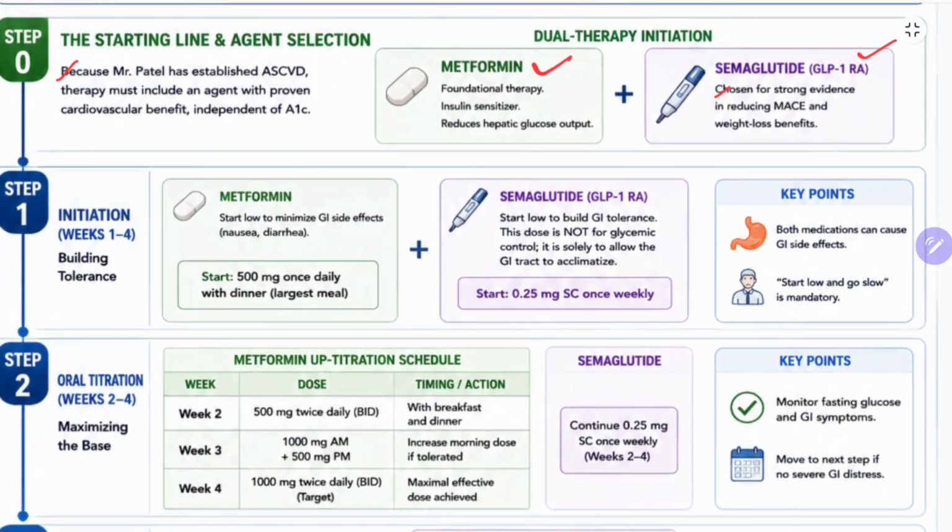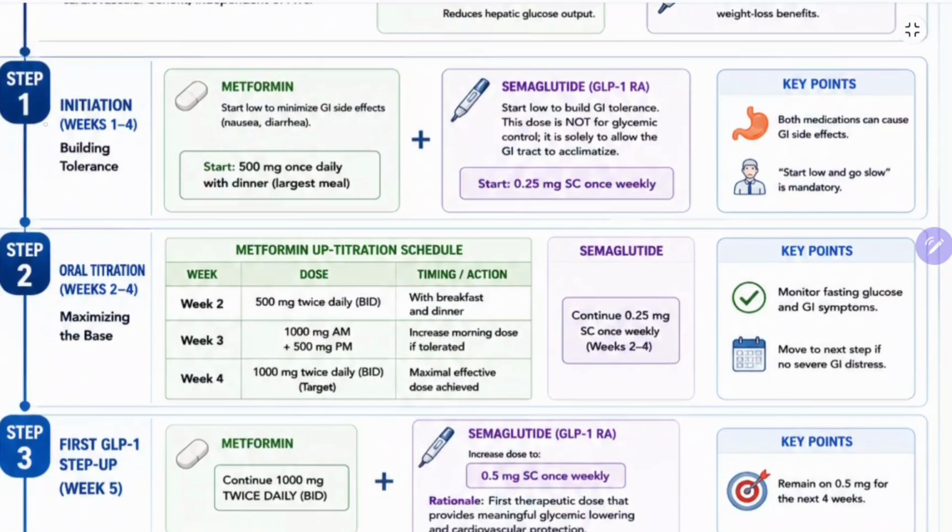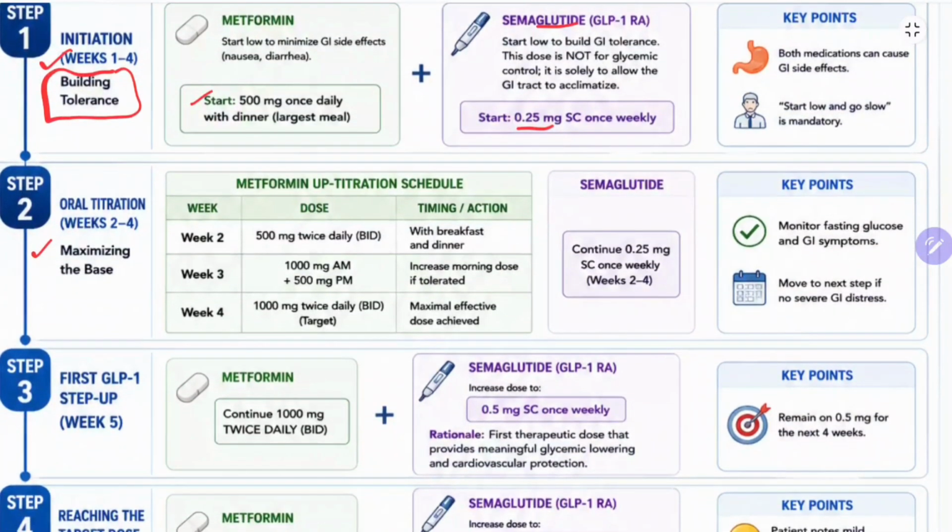Now, initiation of therapy. Weeks 1 to 4 are to build tolerance, because both metformin and semaglutide cause gastrointestinal side effects, nausea and diarrhea. So start metformin with 500 mg once daily with dinner, the last meal, and semaglutide, a GLP-1 receptor agonist, start with 0.25 mg subcutaneous once weekly.